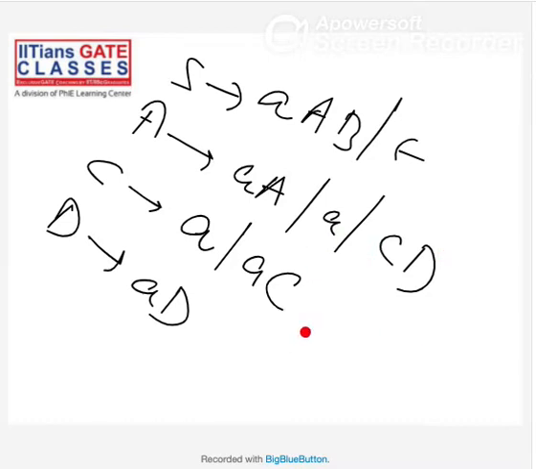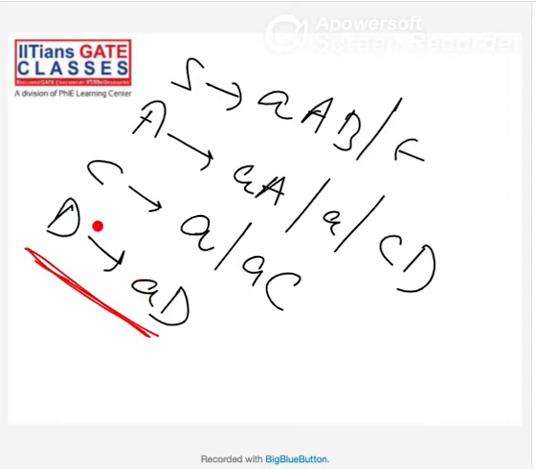Useless symbols are of two types. One is not reachable. Here everything is reachable. You can see A is reachable, B is reachable. Because A is reachable, C and D are also reachable. So every symbol is reachable here. But some symbols are not generating. You can see D goes to AD. So this D is useless because it is not generating.